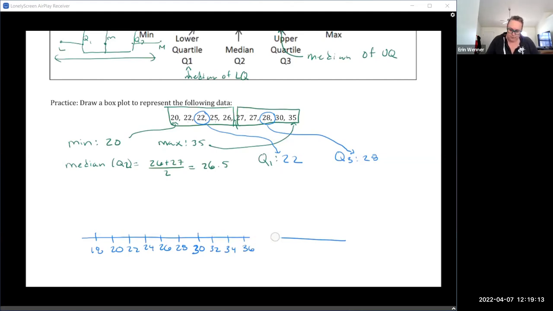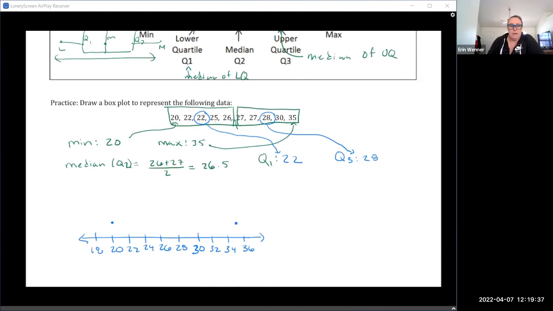And again, you can go by whatever you want. You just have to be consistent. And you don't have to draw from 0, right? We're just showing that this is our data range over here. So again, we're going to start by marking our minimum value. So there's my minimum. And my maximum value is 35. So it's going to be right here in between.